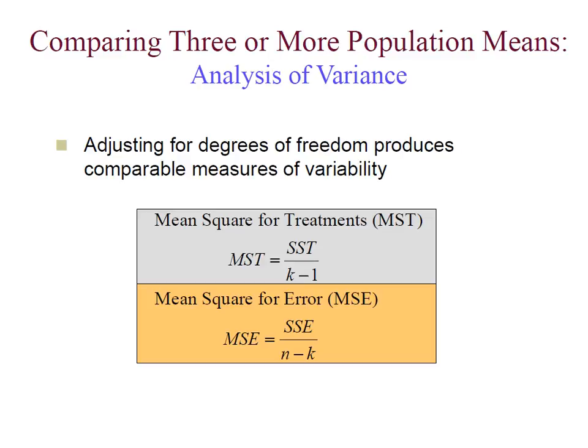Yeah, just the way it works. So here we have 3 treatments, K equals 3, right? So you need to divide the sum by 3 minus 1, which would be 2. And for the errors, again, you need to divide the sum by n minus k.